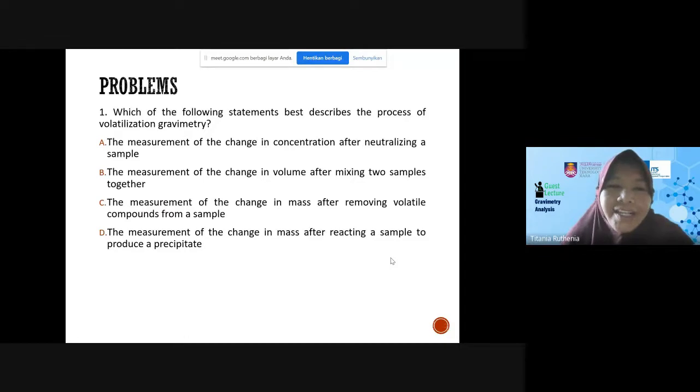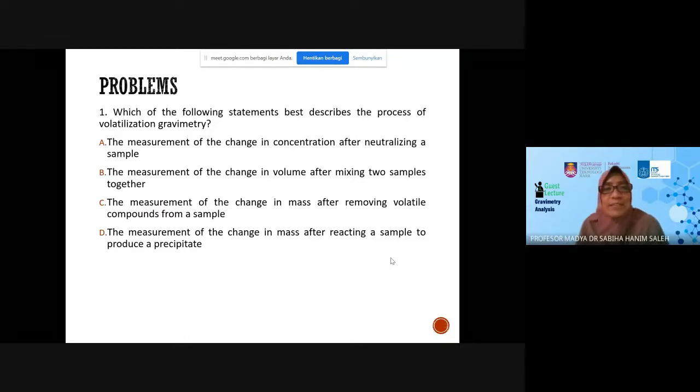So what is number one? What is the answer to number one? Anyone to answer? Because the options are already given, A, B, C, D. You can choose. Which one? A, B, C, D.